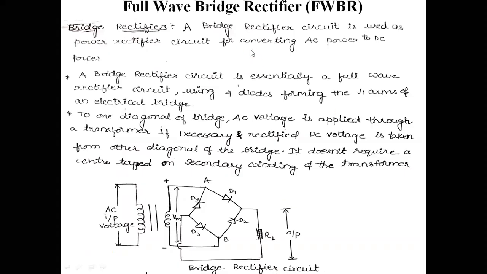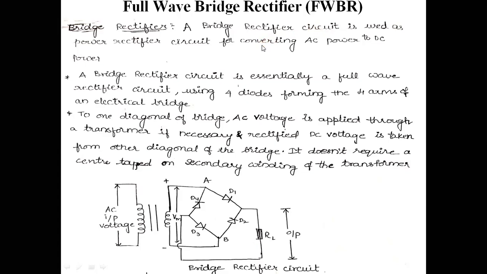Yes, sir. Okay, right. This is the bridge rectifier. The bridge rectifier can also be called a full wave bridge rectifier. Why? Because both half cycles are in conducting state. So we can also call it a full wave bridge rectifier. In short notation, we can treat it as FWBR, full wave bridge rectifier.